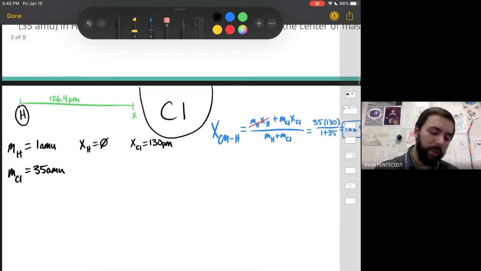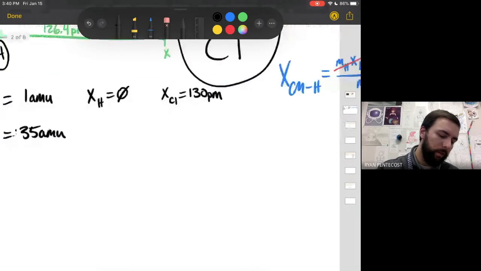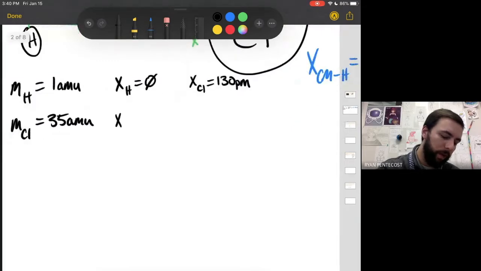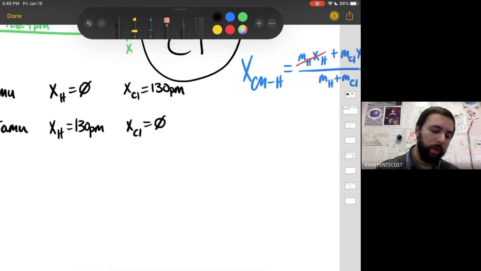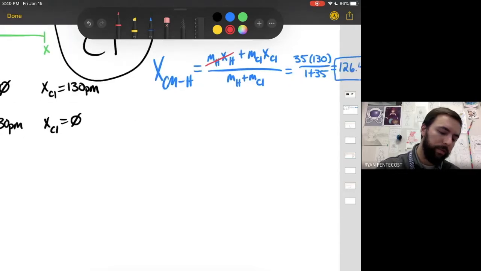Now that's how you can find the center of mass, but we can actually change our reference point, right? Let's say that now we want to find it relative to chlorine. So now hydrogen is 130 picometers from chlorine, and chlorine is our 0 point. So let's find the center of mass with respect to chlorine.